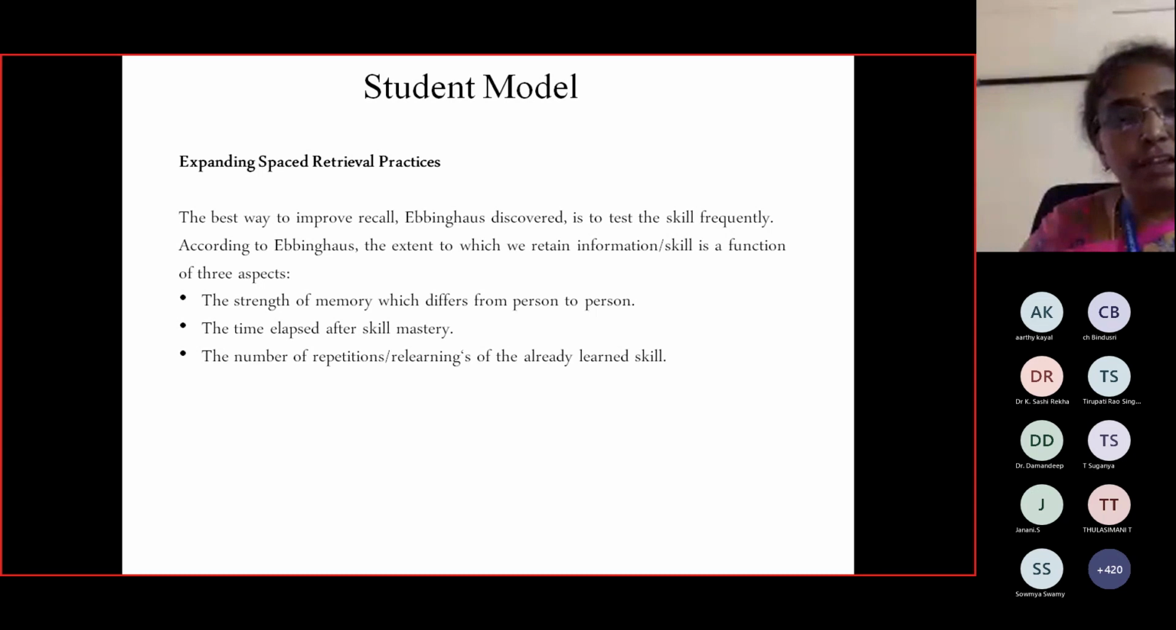So how frequently do we have to revise them? For that, Ebbinghaus came up with a formula. In that formula, the three aspects considered are the strength of the memory, which differs from person to person, how much time has elapsed after the initial mastery, and how many repetitions he has done. The retention of the learned skill depends on these aspects.